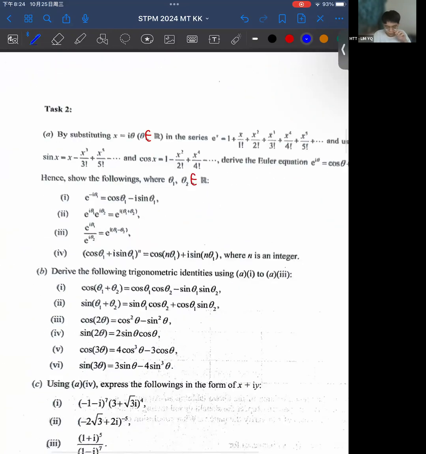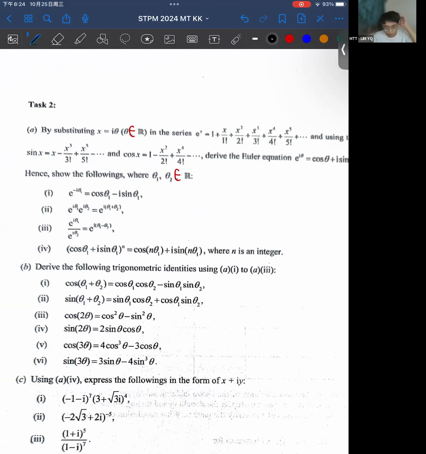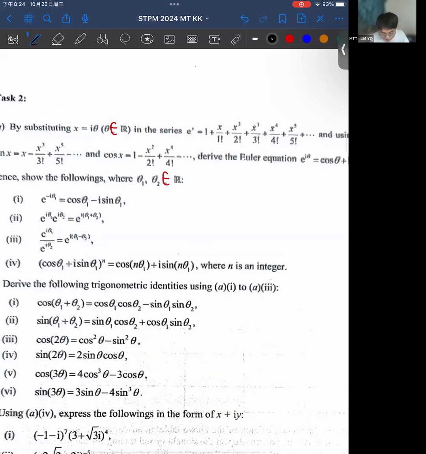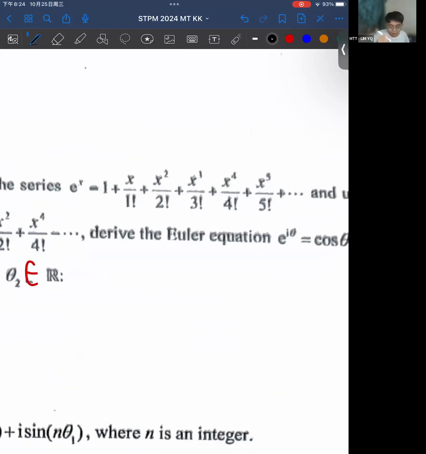Task 2. By substituting x equal to i theta in the series. This one is very interesting. Now you will learn this in your chapter 11. This is what we call the Maclaurin series, and I have given you some introduction. We can also call it power series. Power series or Maclaurin series.